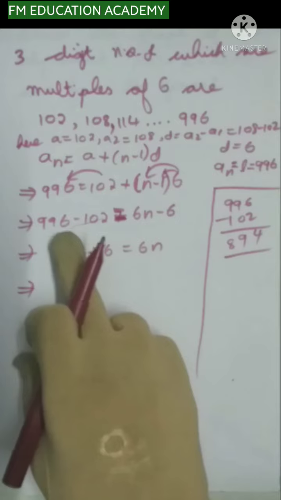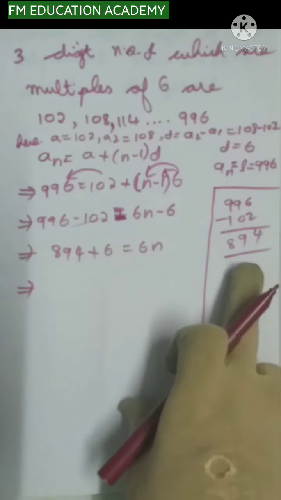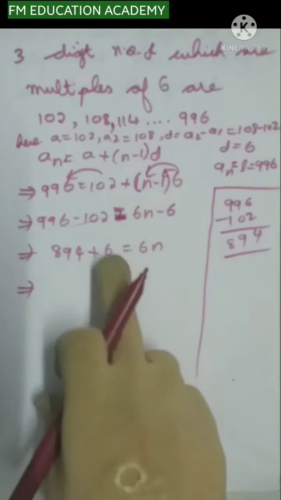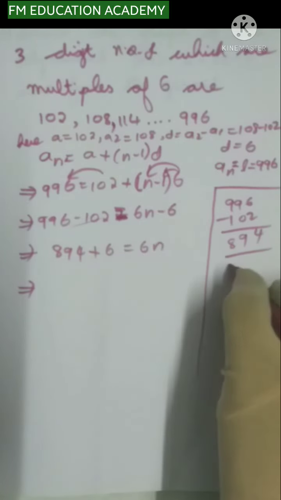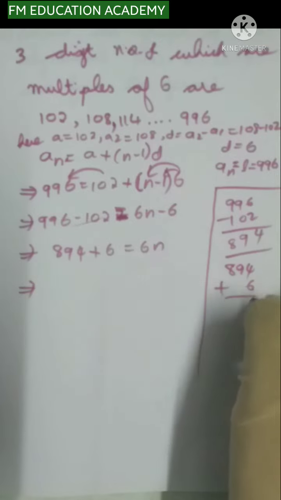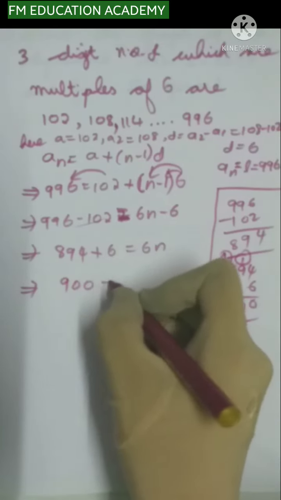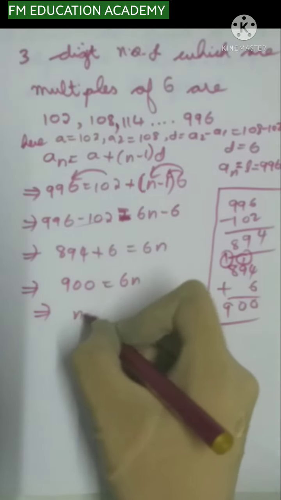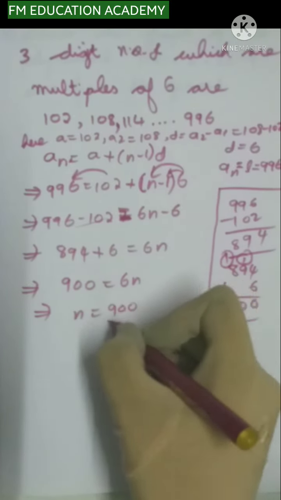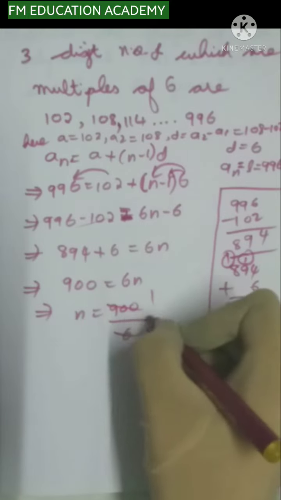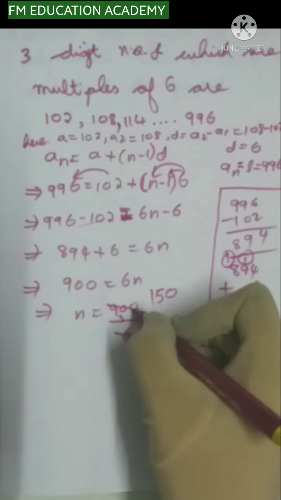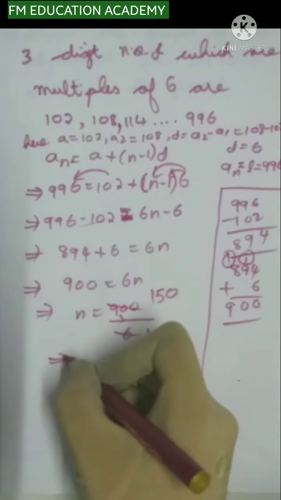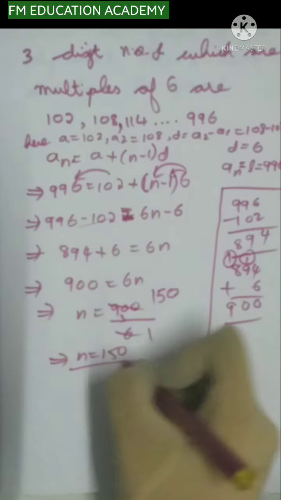See, we did 996 minus 102 is 894, and minus 6 if it comes this side, plus 6 is equal to 6n. Now add 894 plus 6, that is 900. So 900 is equal to 6n, or n is equal to 900, and 6 if it comes this side, divided by 6. 900 divided by 6 is 150. So we got the value of n, that is the number of terms, is 150.